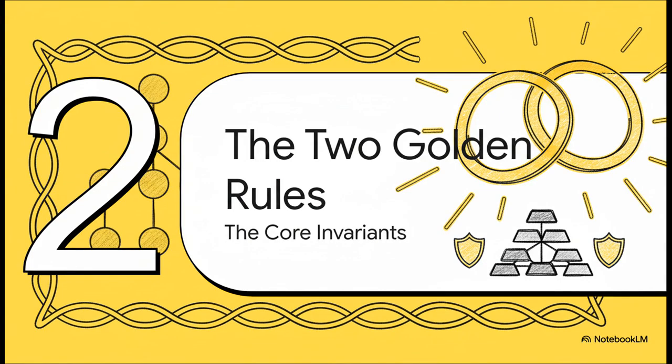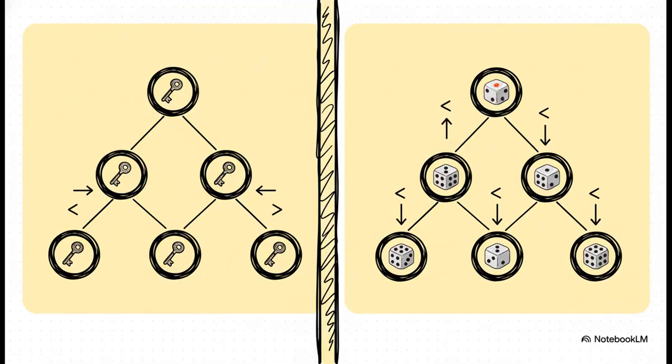Okay, so to make this whole thing hang together, a Treap has to follow two golden rules at all times. Think of them as its core principles or invariants. These two rules define its entire structure and behavior. This slide shows the Treap's split personality perfectly.